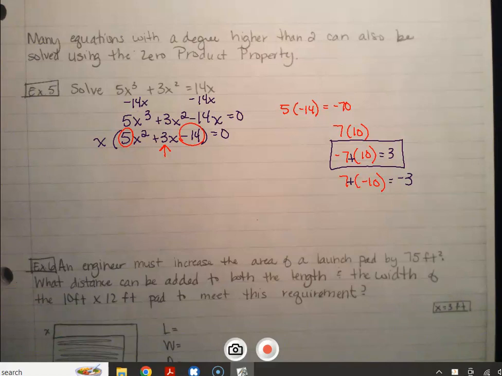Okay, so next up, I've got x and my quantity, so 5x squared. Remember, I split the middle. So since I have a 5 here, personally, I want to go ahead and group my 10 with that. So I'm going to do 5x squared plus 10x, and then minus 7x minus 14 equals 0.